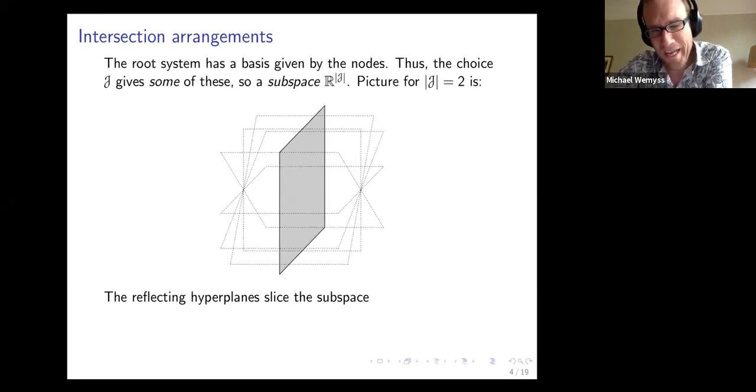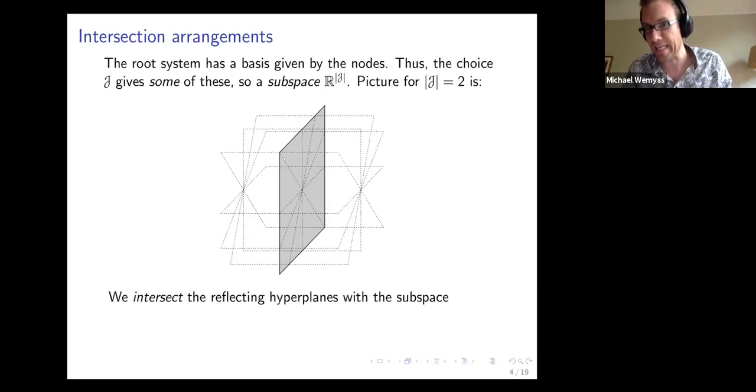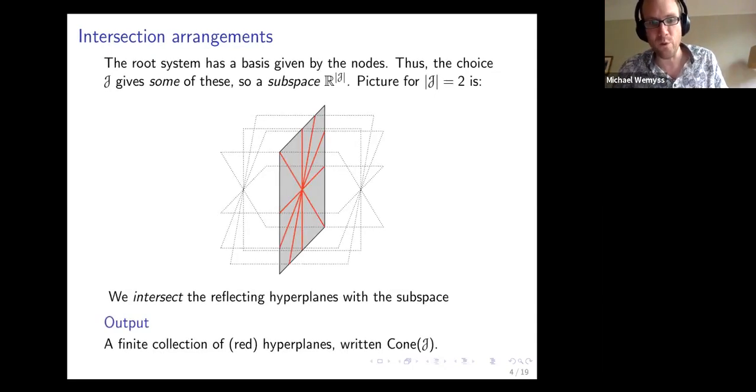And so these reflecting hyperplanes live in the larger space and they slice the subspace. And so if I draw what that slice looks like, it looks something like that. And so what we do is we intersect these hyperplanes in the large space with our chosen subspace, and we end up with a finite collection of things, and these things, the red things, are called hyperplanes. And so a hyperplane is just a codimension one object.